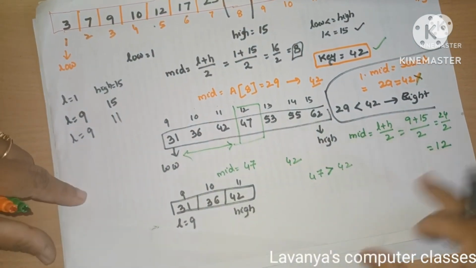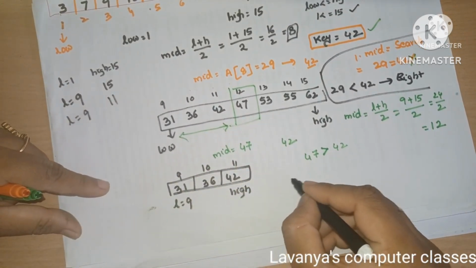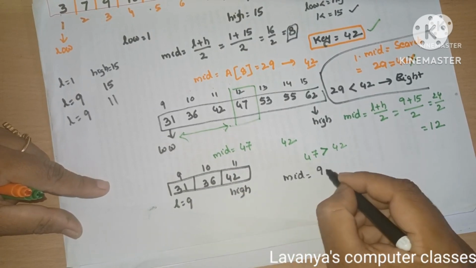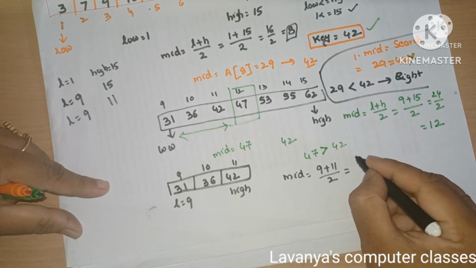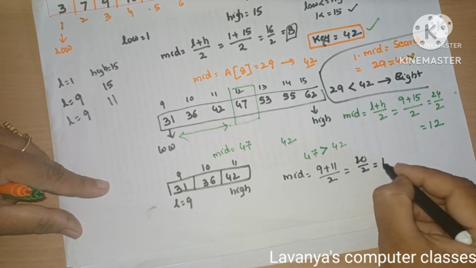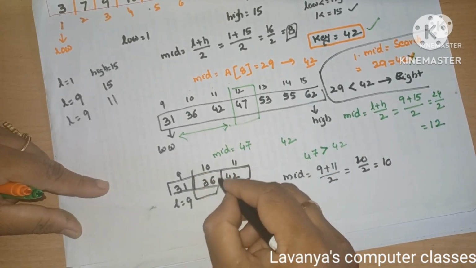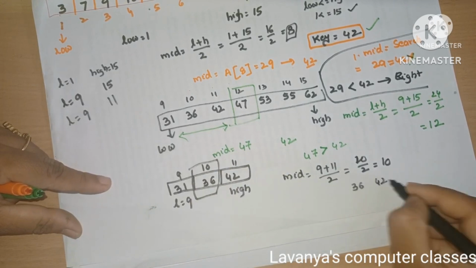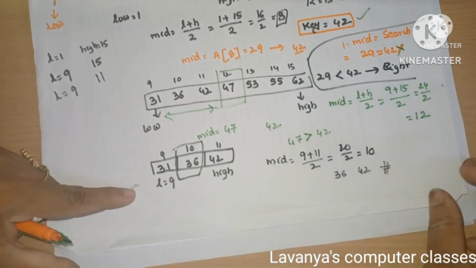Okay? Again we have to do the same procedure. Apply the divide and conquer method again. Again we calculate mid. Low plus high means 9 plus 11 by 2. 9 plus 11 is 20, 20 by 2, that is 10. So, what is our 10th? The middle element is 10. Middle element means this one. So, the middle element is 36, the search element is 42. Both are not the same. So, again do the searching.